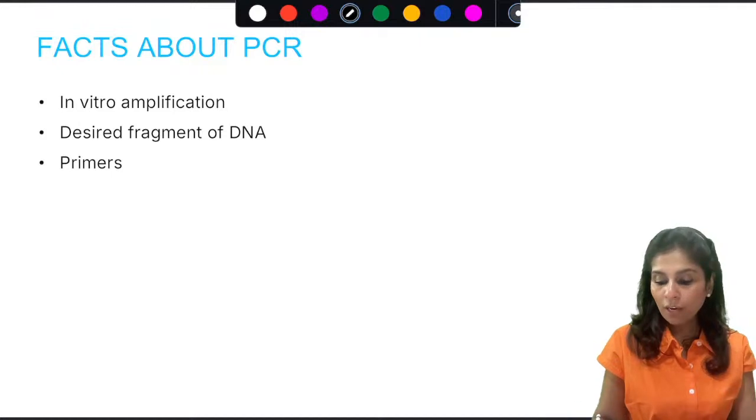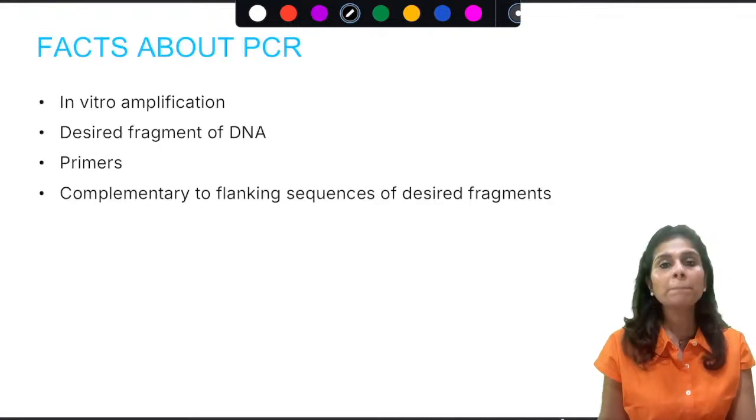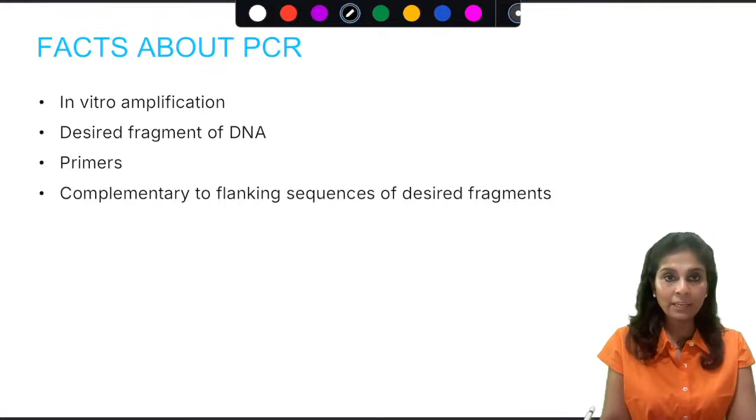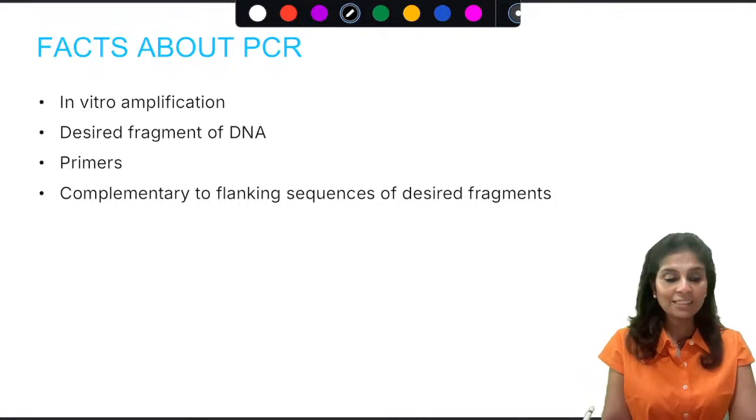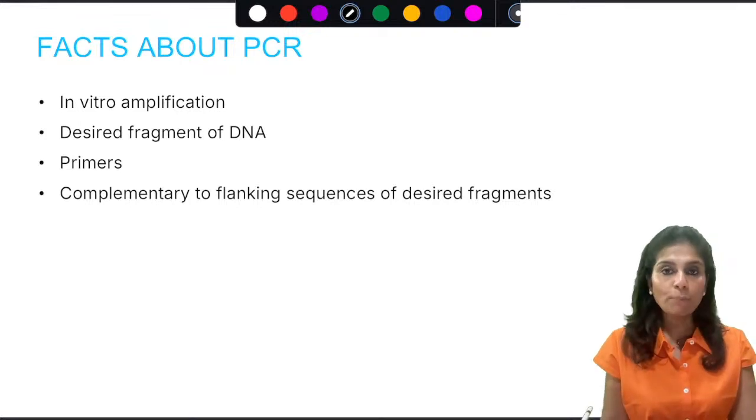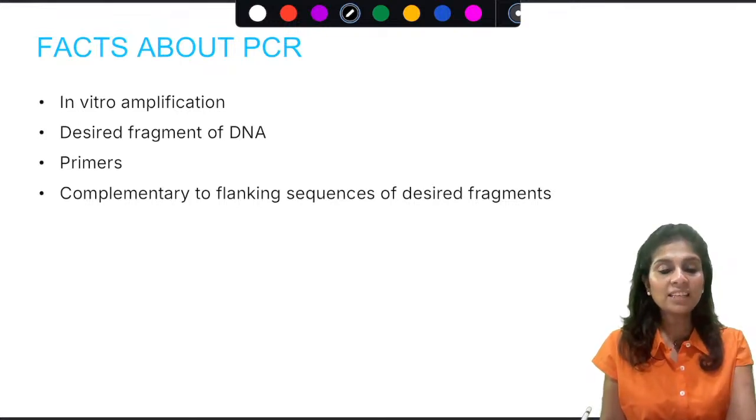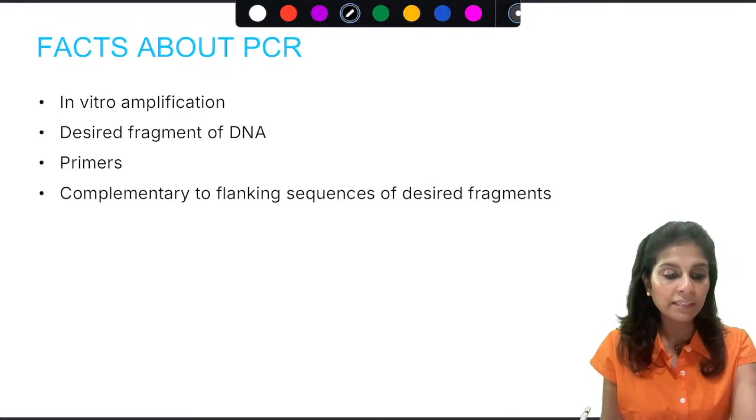So that is all about the definition of PCR. So what is the definition of PCR? Polymerase chain reaction is an in vitro amplification of a desired fragment of DNA. And we manage to synthesize only a desired fragment by constructing specific primers in such a way that these primers are complementary only to the flanking sequences of the desired fragment.